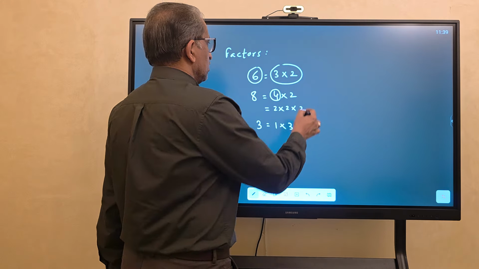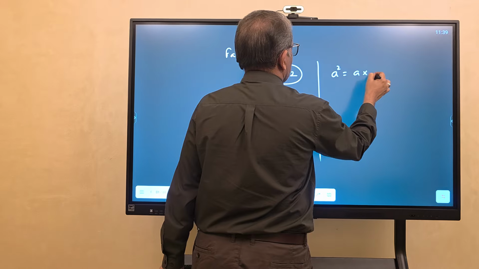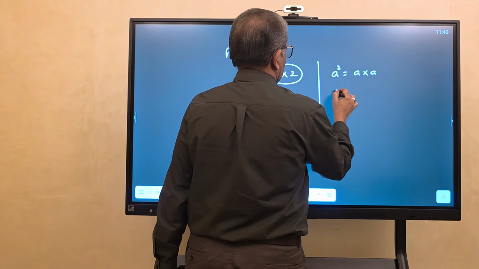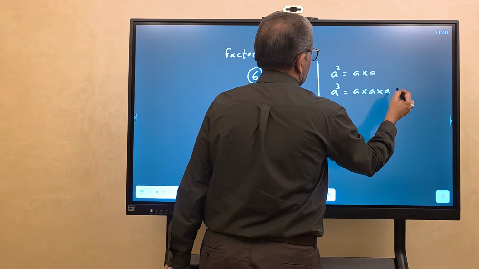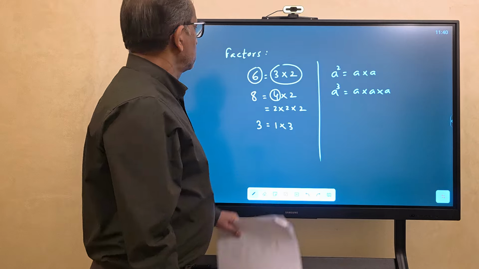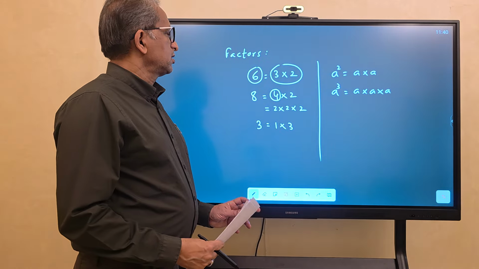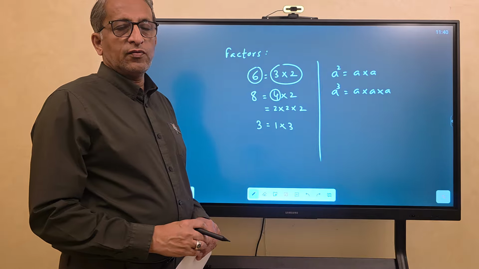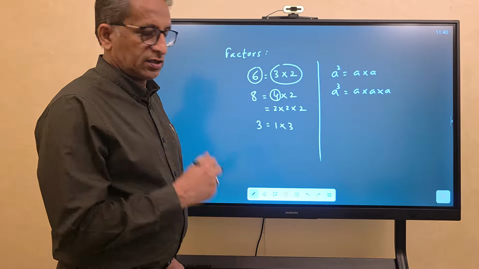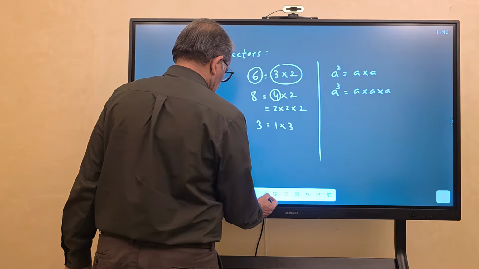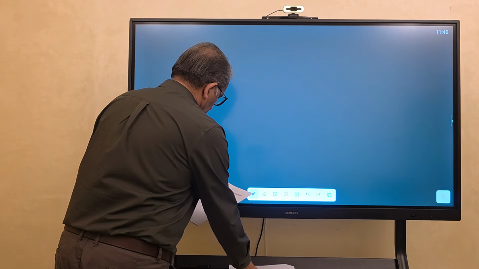In the same way, what are the factors of a square? It is a and a. What are the factors of a cube? It is a, a, a. So these are the factors. So what we are going to do now, first, let us see how we will be finding the greatest common factor. For that, I will take up the exercise 4.1.